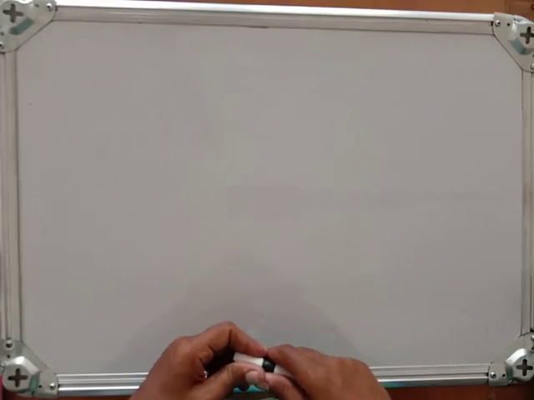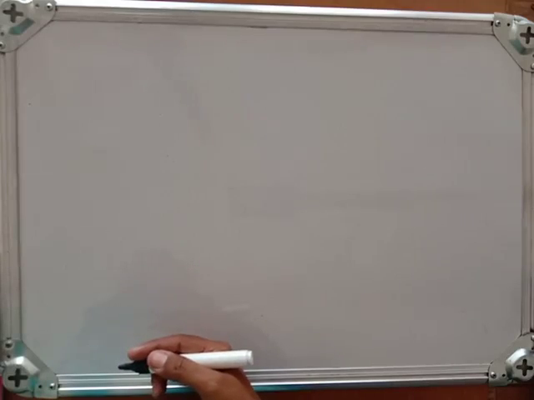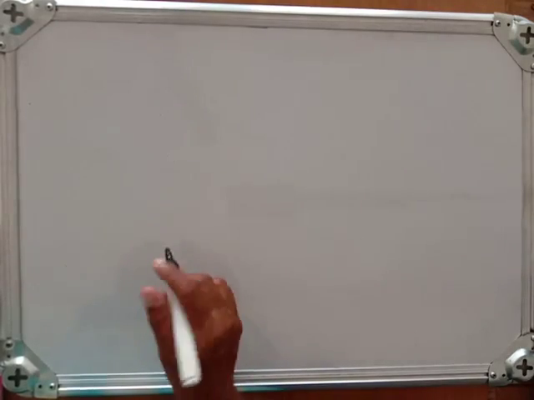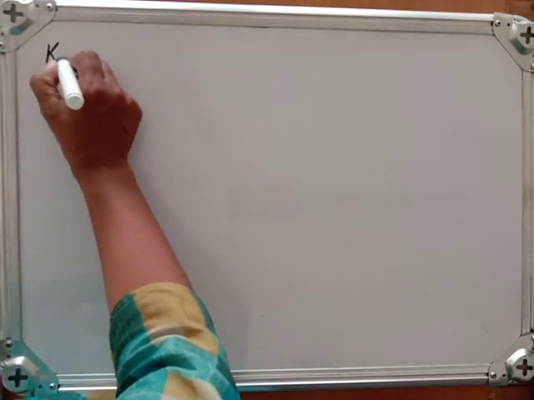Hello students, in this video we have to see the Karl-Pearson correlation coefficient of skewness. We have already seen the definition of it.